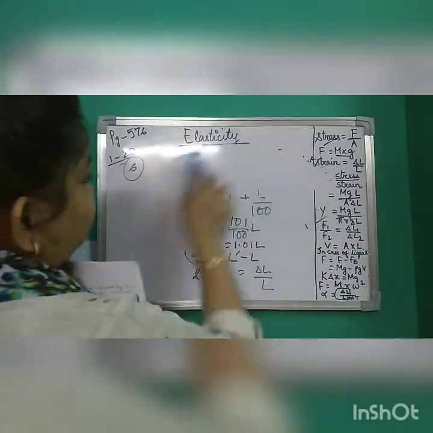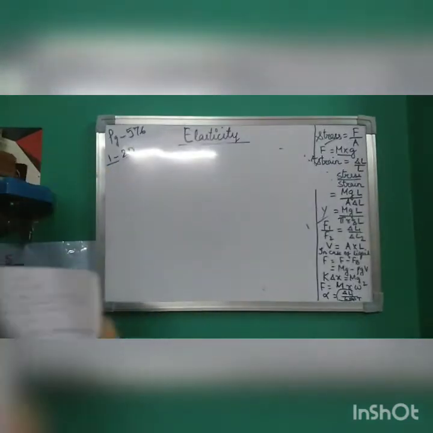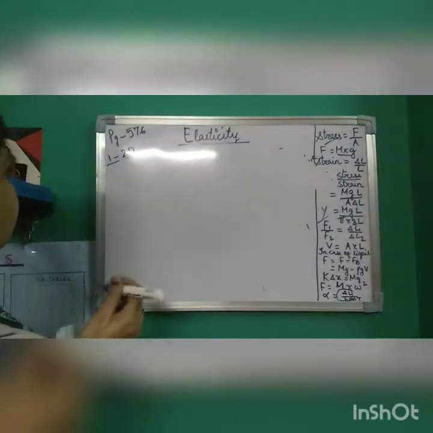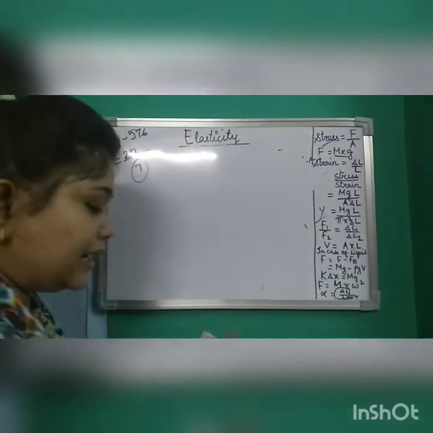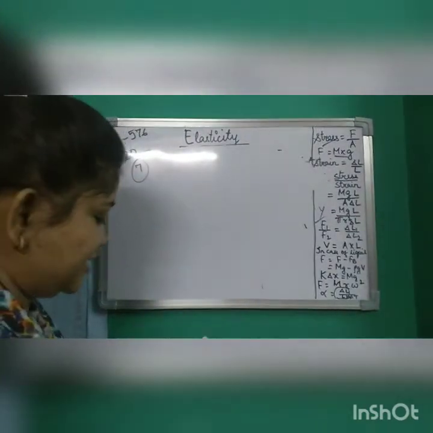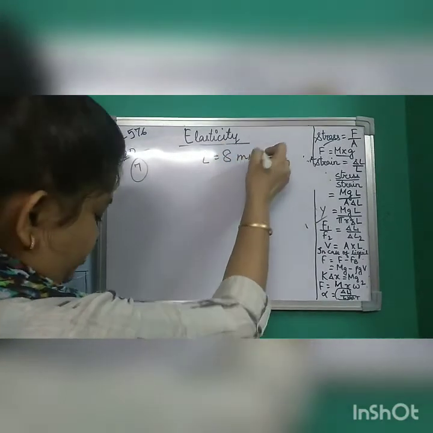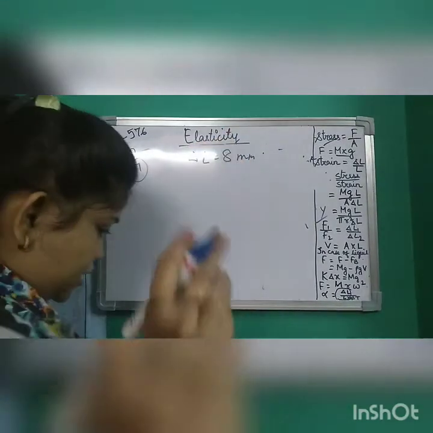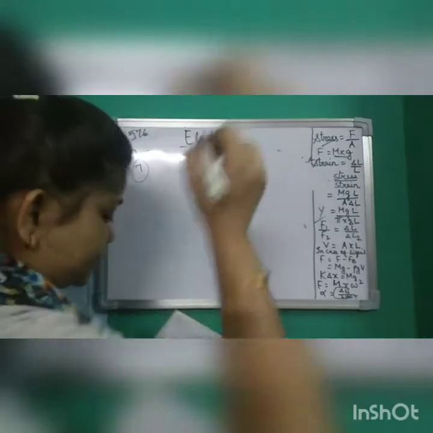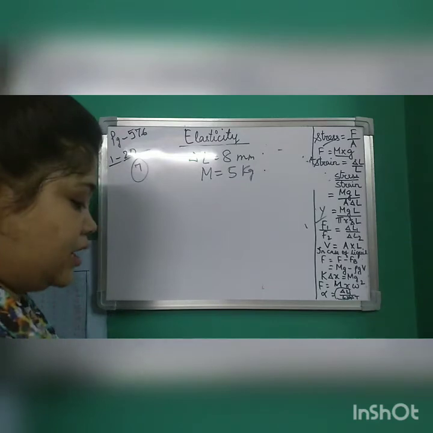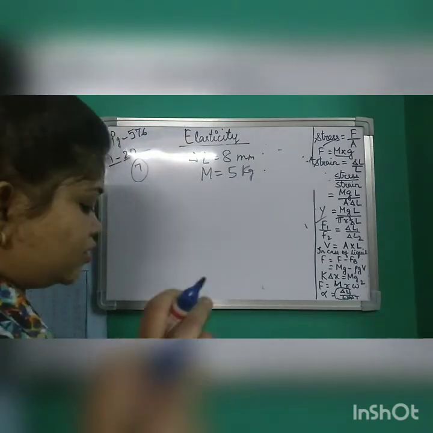Let's do the next sum. So let's see what number 7 is telling us. Number 7 sum tells us that the length of a wire increases by 8 millimeter when a weight of 5 kg, that means mass is given as 5 kg, is suspended from it. If other things remain the same, but the radius of the wire is doubled.